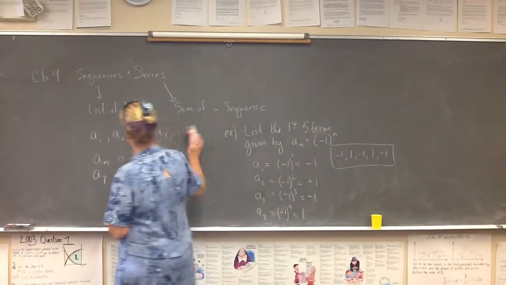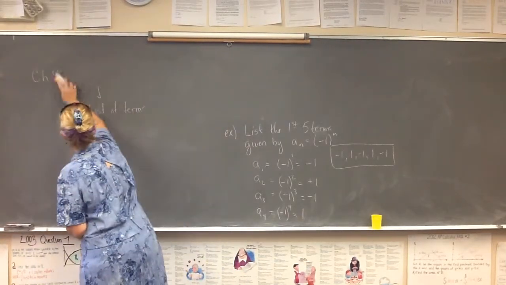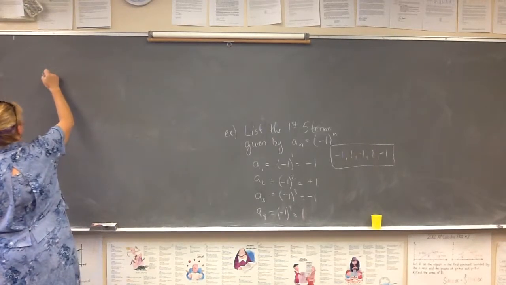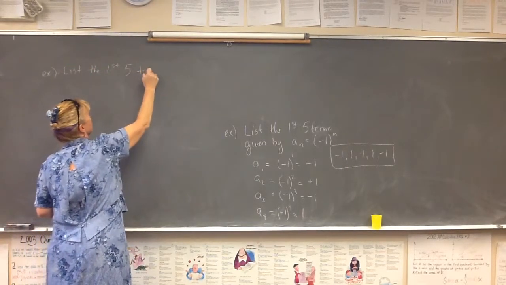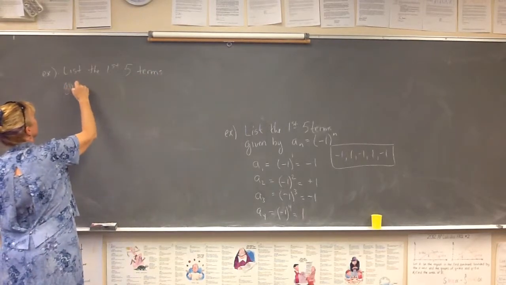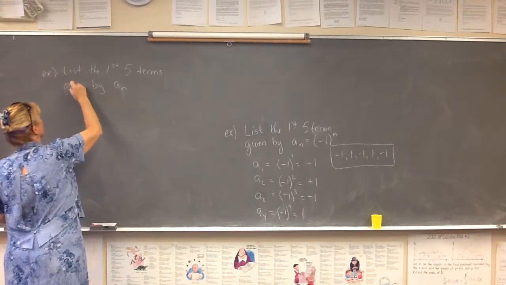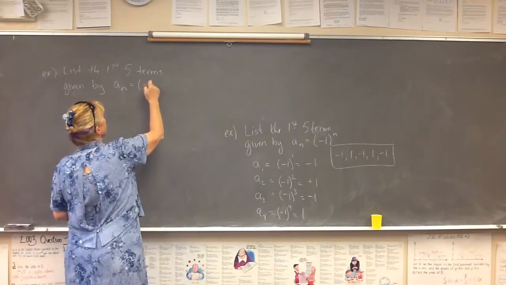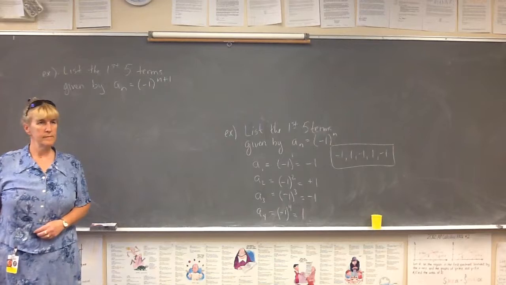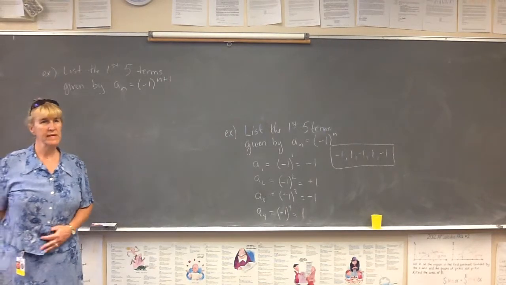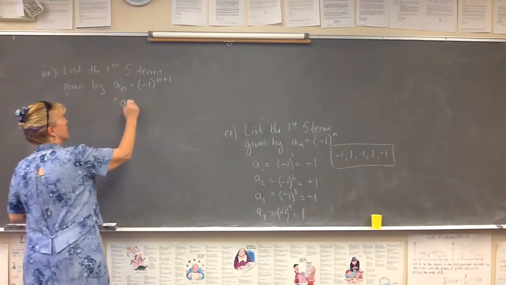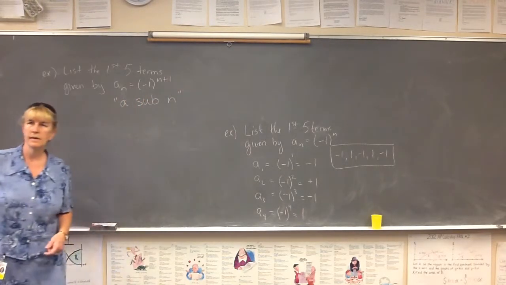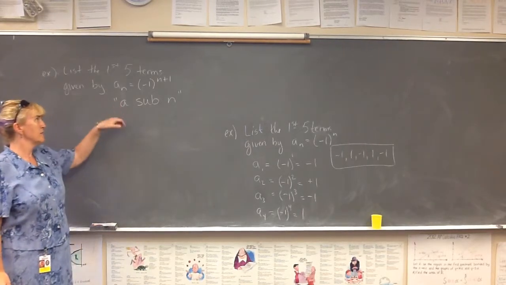I'm going to come over here and erase this a little bit and hit another example. It says list the first five terms given by a sub n equals negative 1 to the n plus 1. And I'm saying a sub n, got it? Not ace of n. This is a subscript n.